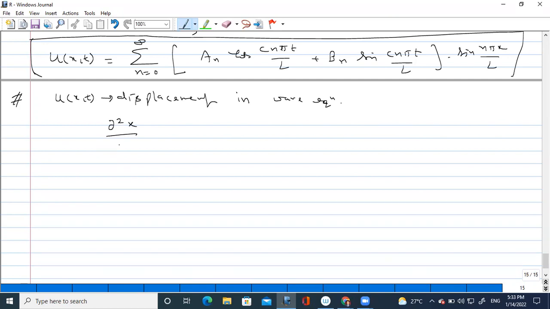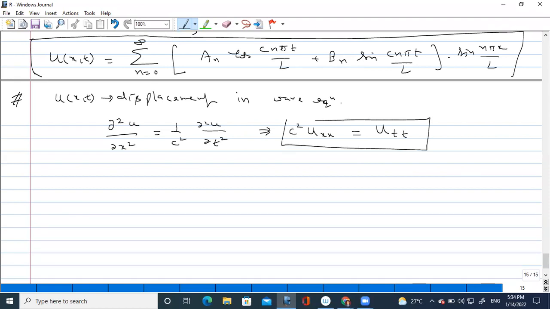The wave equation we have taken is del squared u by del x squared equal to 1 by c squared del squared u by del t squared. This was our wave equation. Or because of double differentiation we can write u_xx equal to u_tt, with c squared written here. So this was my wave equation.